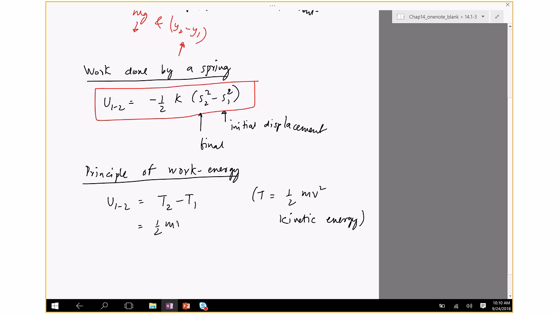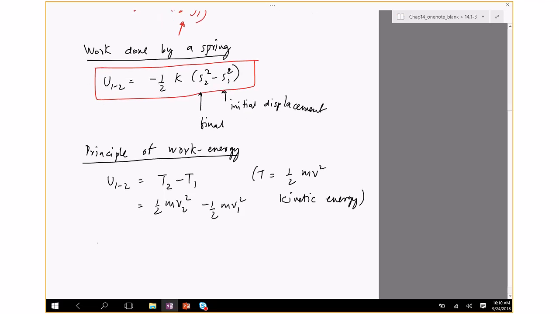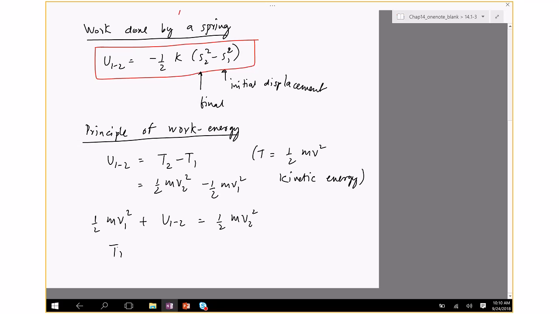So change in kinetic energy is half mv2 squared, that's the final kinetic energy minus the initial kinetic energy. So if you move things around, we get half mv1 squared plus the work done equals half mv2 squared, or the initial kinetic energy plus the work done equals the final kinetic energy.